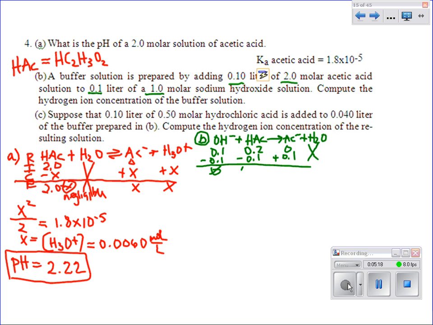Here's what they meant by making a buffer solution. Didn't we just create a buffer? Right there. That's the buffer we were making.